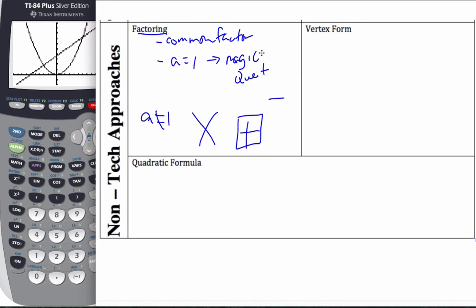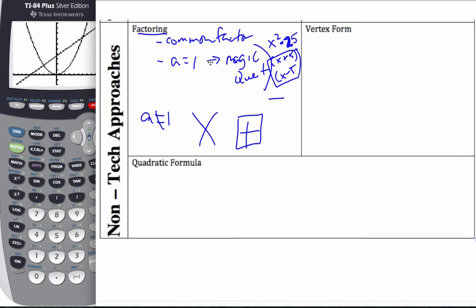There's also a subset of when a equals 1, or not 1, when you have a difference of squares. When you have this scenario here, minus 25, these procedures will always work, but if you see the shortcut, if these are both perfect squares and it's a subtraction, then it factors really quickly into something simple like x plus 5 and x minus 5. That's factoring. We spend a lot of time factoring.